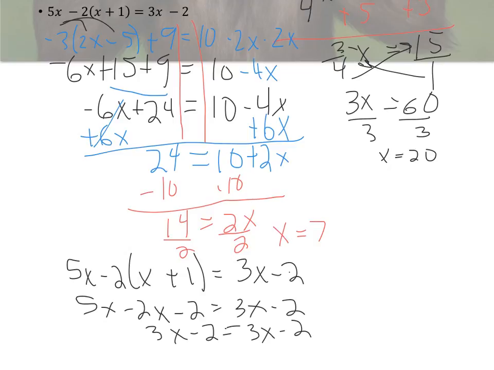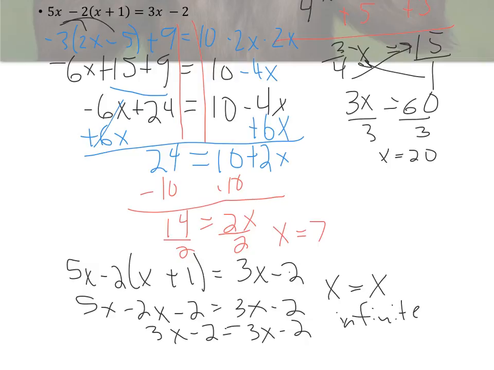Hit pause. Did you at least get to this line in the problem where you have 3x minus 2 is equal to 3x minus 2? If so, did you notice that those are mirror images of each other? If you keep solving, eventually you're going to get x equals x. And duh, we knew x equals x, right? So, in essence, what this means is there are an infinite number of solutions.